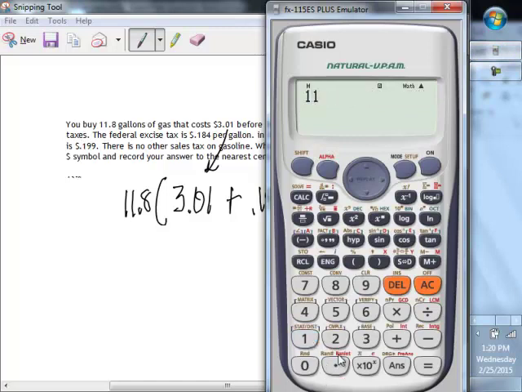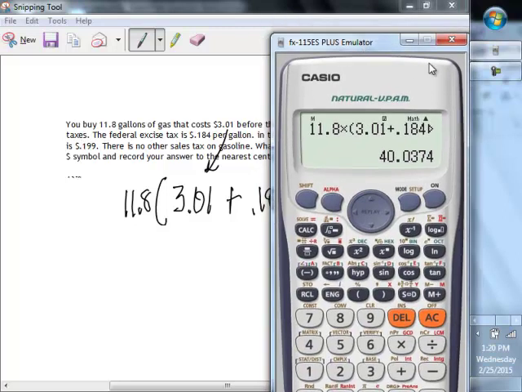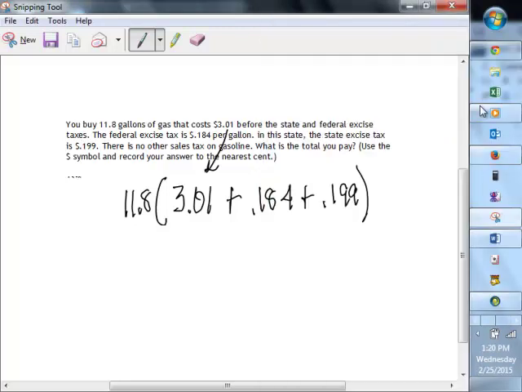So 11.8 times parentheses 3.01 plus 0.184 plus 0.199, and you would get $40.04.